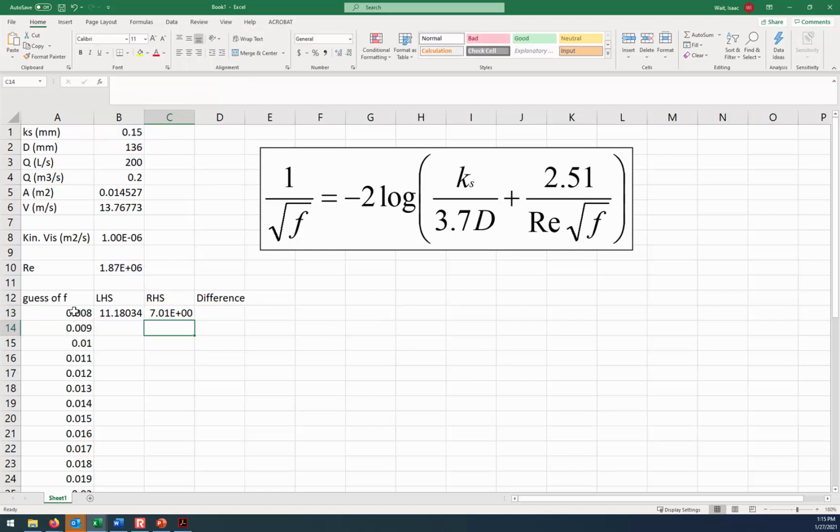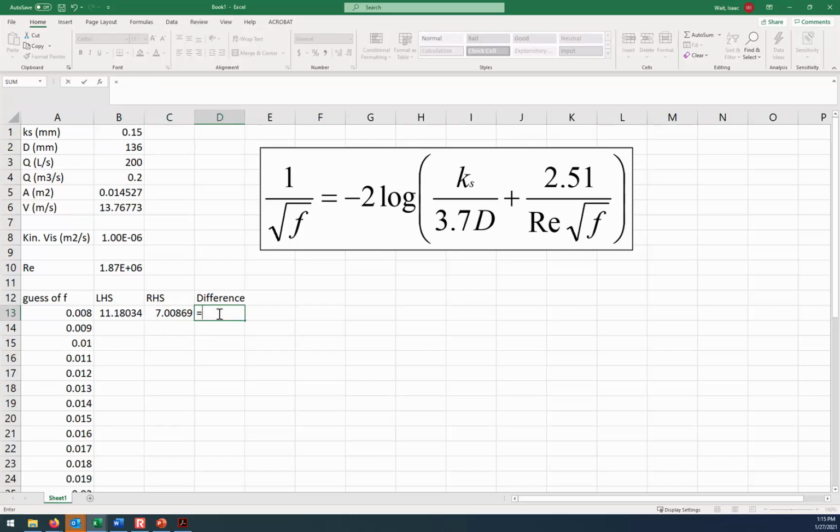Are we going to keep ks in millimeters? Yeah. There's no reason to, since the diameter is also in millimeters. But, you know, we could convert both to meters, but as long as the k sub s and the diameter have the same units, then it's okay to leave them the same.